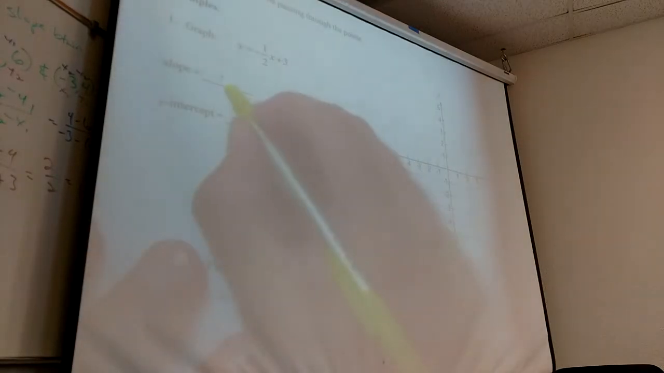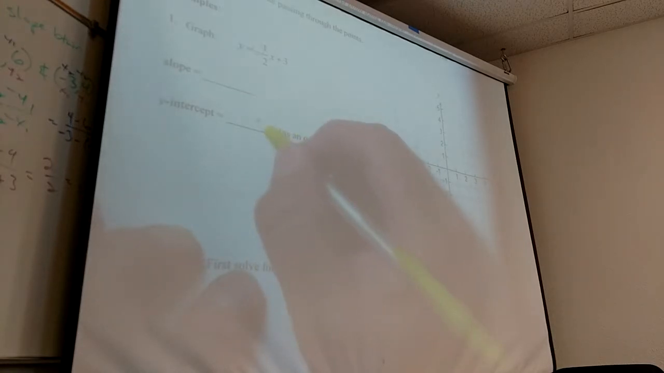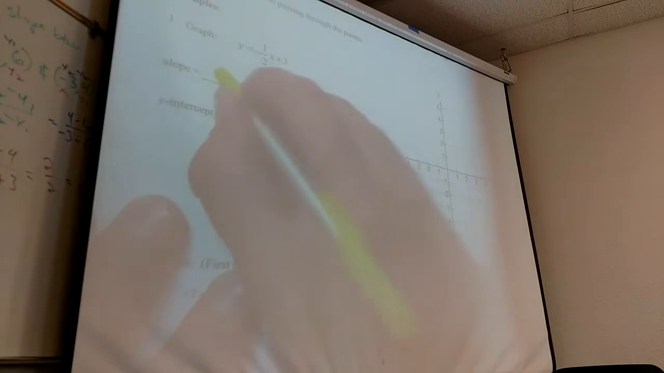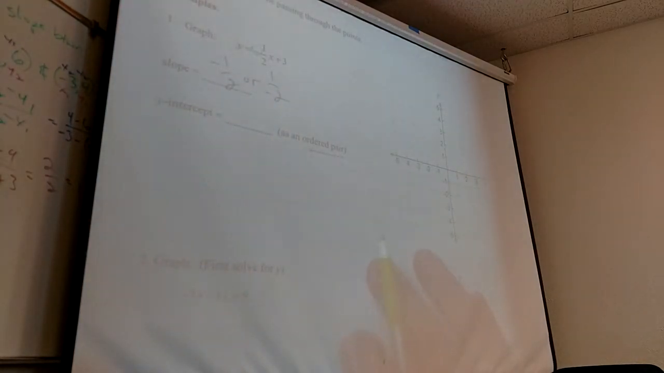Okay, what's the slope of this line? Negative 1 half. Do you see how the negative's out front right now? It's up to you. You can put it wherever you want, on the top or the bottom. You just don't have 2 negatives. Does not matter. They're both -0.5. What's the y-intercept? 3. (0, 3).